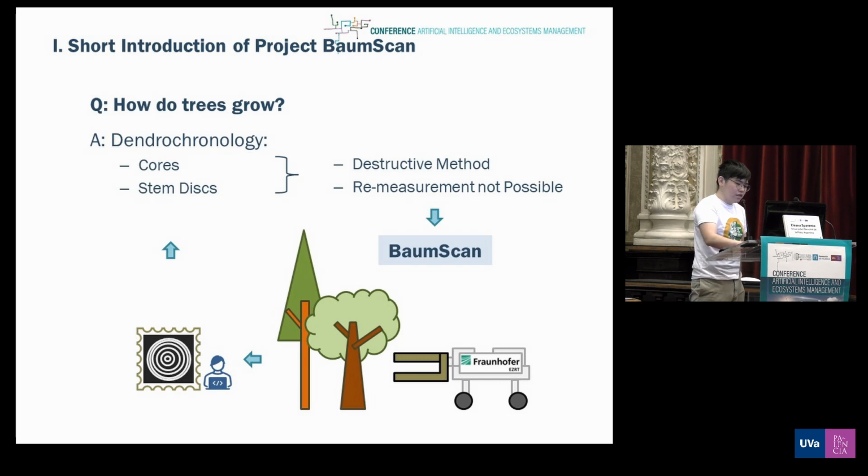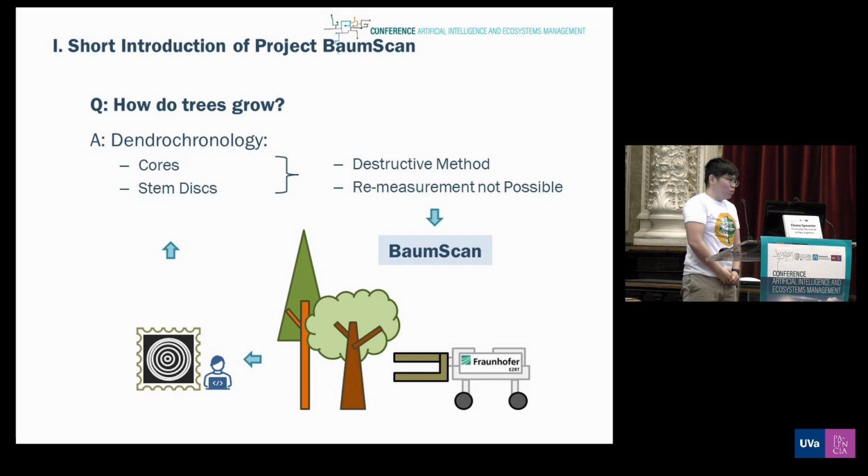But how can we get this? Normally, we use destructive methods, which means we go there, core the tree and get the core, or we harvest the trees and get stem discs at different height levels. But once you cut it or core the tree, it is destroyed somehow, even with cores.